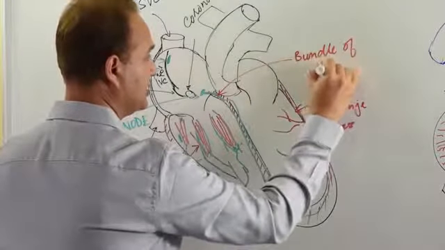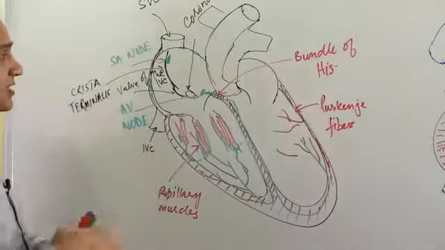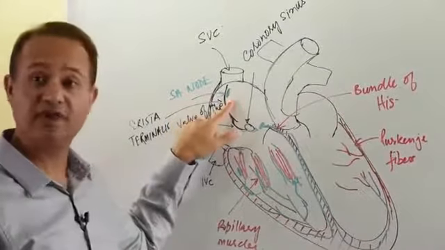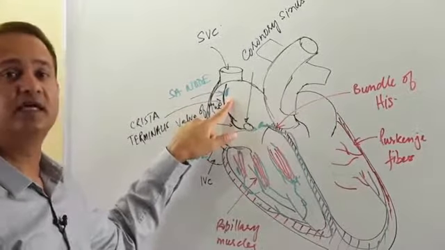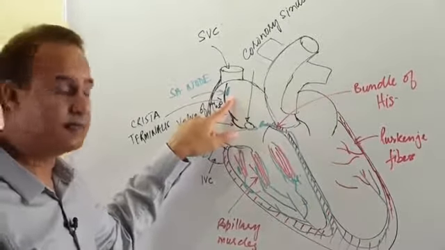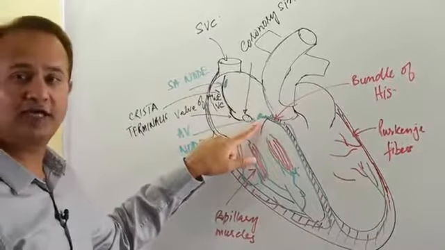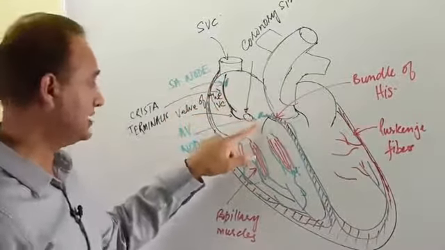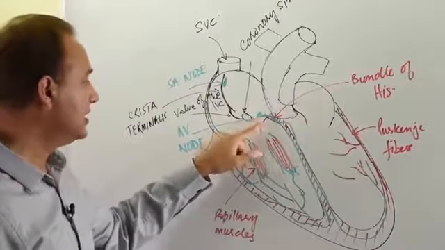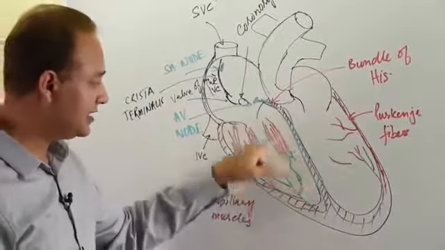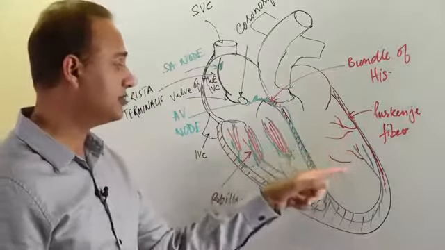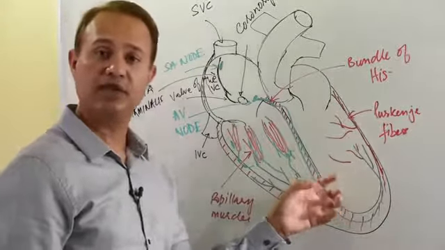So the conduction system is comprised of the SA node, that is the fastest pacemaker, that means in normal conditions that is the pacemaker. AV node, that is the second fastest pacemaker. In case of a problem with the SA node, the AV node would take over. Then the bundle of His is in the interventricular septum, and finally Purkinje fibers, which are supplying the ventricles.